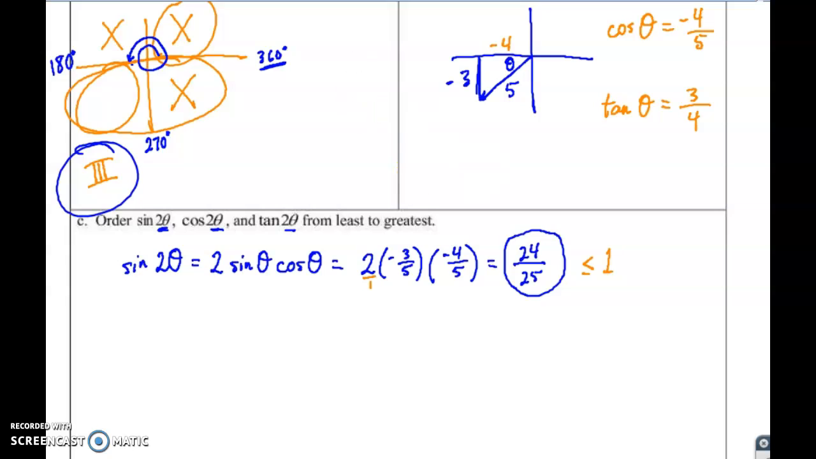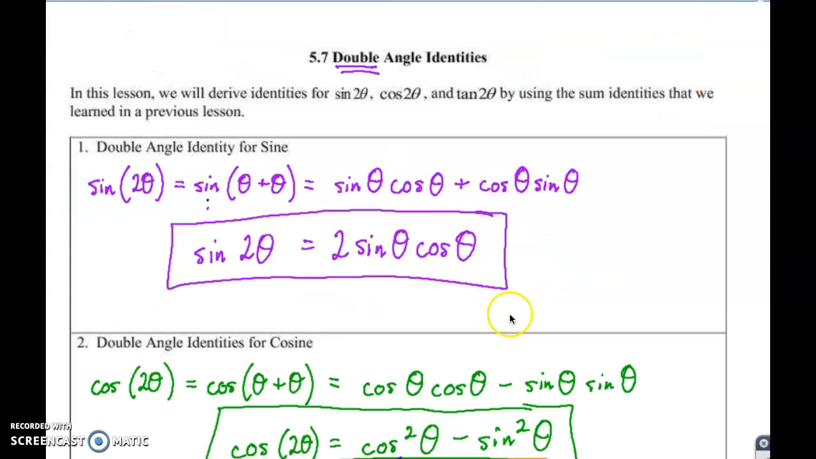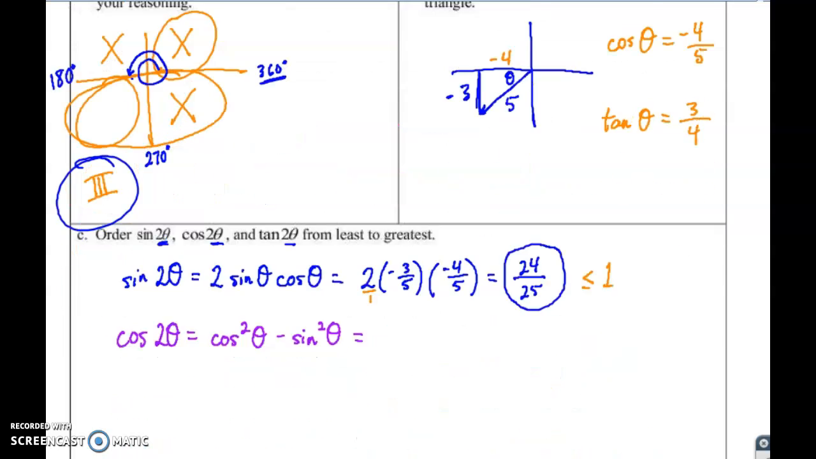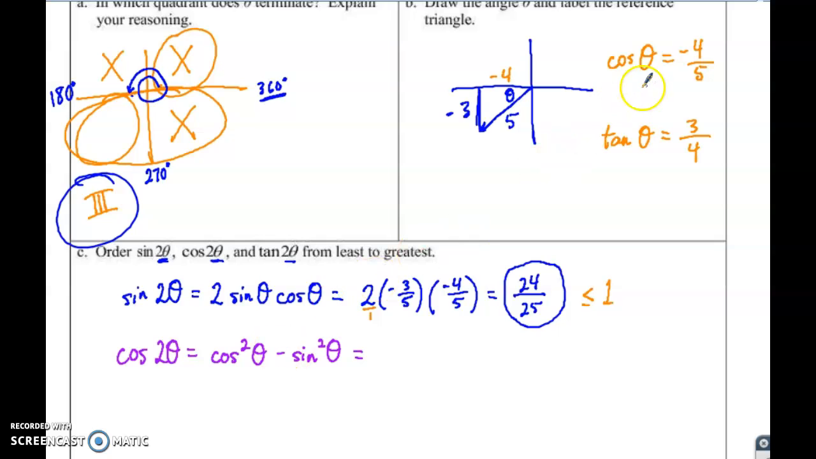While I'm mentioning it, if I do cosine of 2 theta, I mentioned it earlier that I prefer the formula cosine squared minus sine squared. You don't have to. That's just the one I prefer. It makes the most sense to me, so that's the one I go with. You don't have to do it my way, but my way does work. So cosine was that -4/5. Well, once you square a negative, it becomes positive. So 16/25.